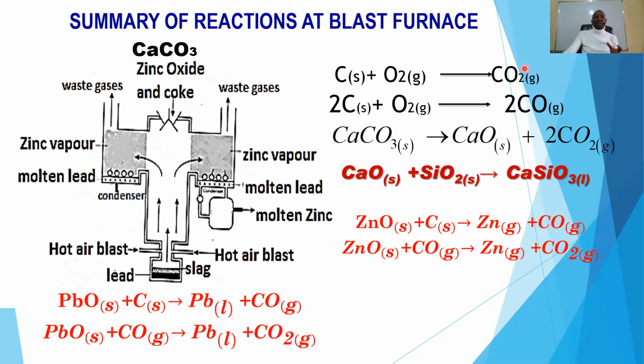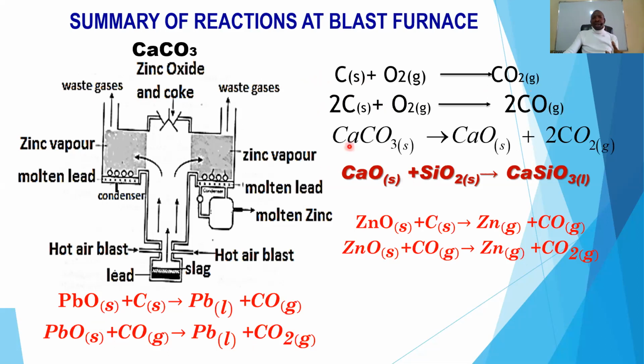So we have the following reactions. First of all, this is a summary of the reactions that occur in the furnace. We have coke reacting with oxygen to form carbon(IV) oxide. The coke can also react with oxygen to form carbon(II) oxide. The carbon(II) oxide is the main reducing agent, so you'll be able to reduce zinc oxide to zinc and also lead oxide to lead.